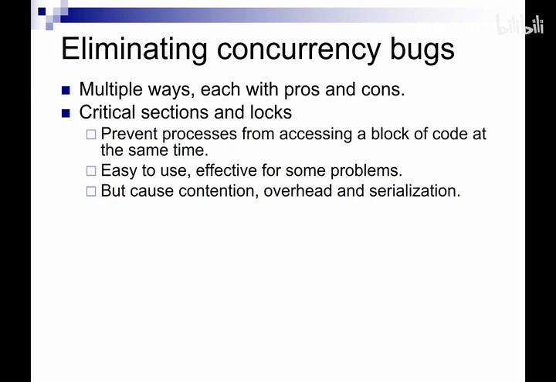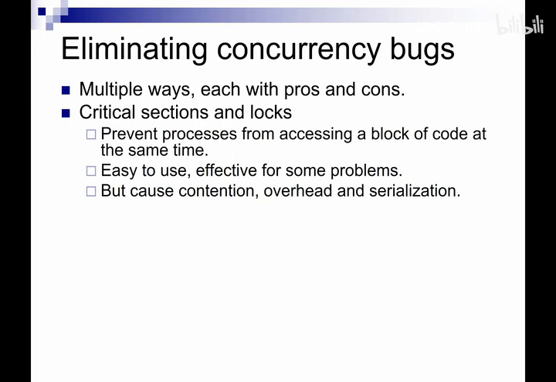And so in fact, a more general term for this would be mutual exclusion. Because if you have multiple threads, then they mutually exclude each other. You can only have one thread doing this action at a time. So these critical sections and locks can be very effective for resolving concurrency bugs.